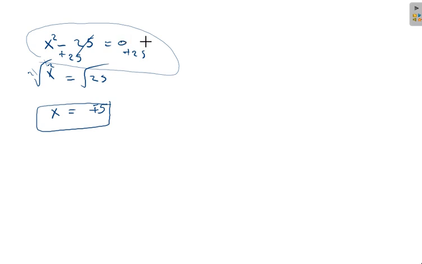Binomials can be linear. For example, 2x minus 4 equals 0. So 2x, add 4 to both sides, equals 4, dividing by 2, x equals 2.